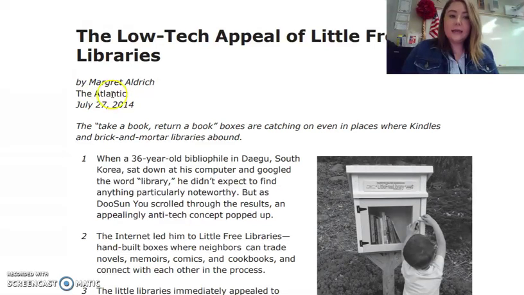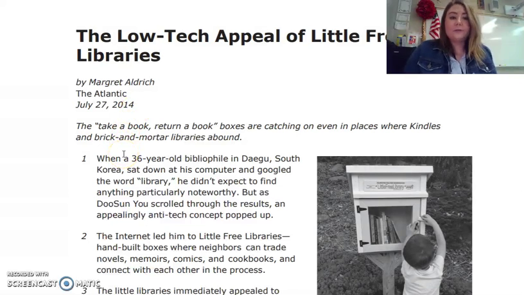The Atlantic. I'm assuming that The Atlantic is maybe where it was published. Maybe it's a journal or a magazine, and that's where this article was published. And then it says July 27th, 2014. I know from my background that that's probably the publication date of when this article came out.